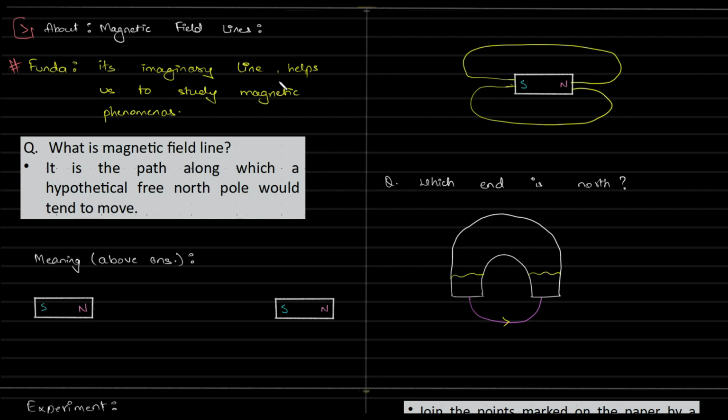It's an imaginary line, or lines actually, which helps us to study magnetic phenomena. That's the simplest way I can put it across. So what is the actual definition? It is the path along which a hypothetical free north pole would tend to move.